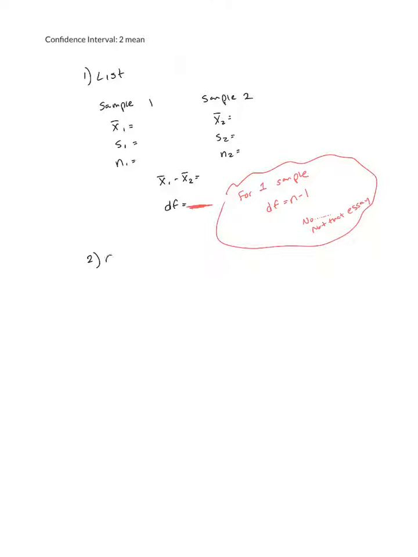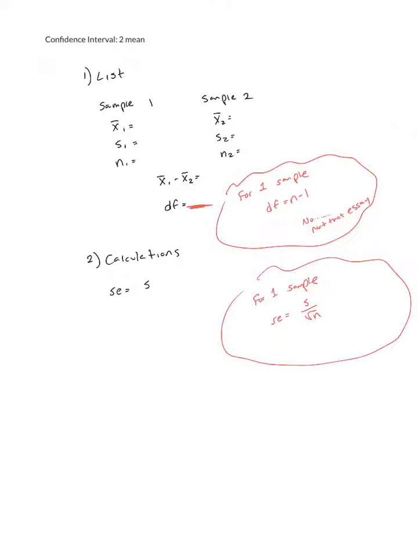Step 2 is always my calculations. And when I go to do my calculations, I need to go ahead and calculate the one thing that's missing, and that is SE. Remember that for one sample, SE was equal to S over root N, right? So the idea here is just like proportions, I want to be able to combine this for sample 1 and for sample 2. So I'm going to go ahead and write S1 over N1 plus S2 over N2. So I've kind of taken this idea here and made it so I'm adding them together.